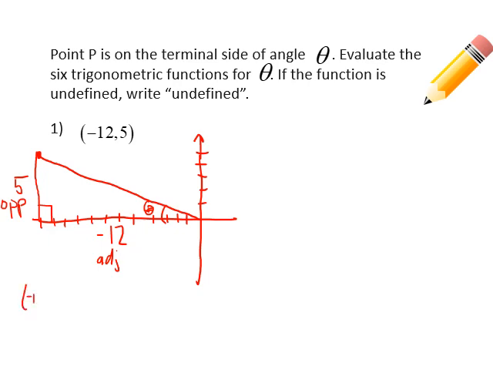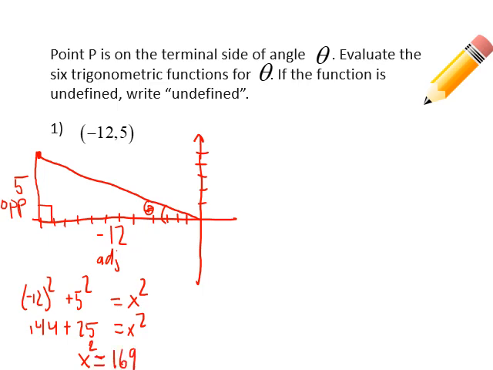I've got negative 12 squared plus 5 squared equals the hypotenuse squared. If I square, I get 144 plus 25. So x squared equals 169. And square root both sides, I get x equals 13. So my hypotenuse is 13.